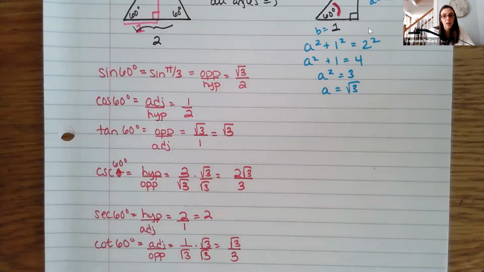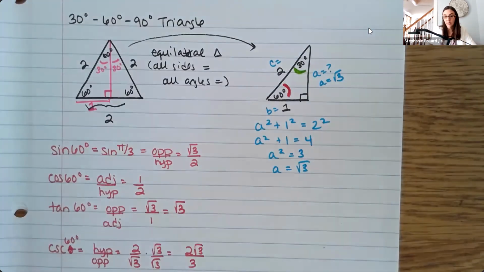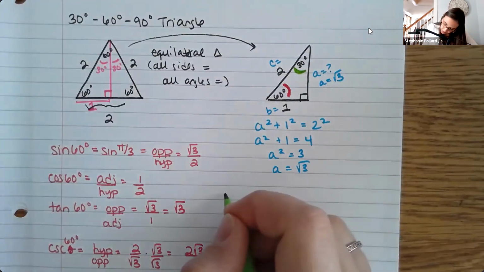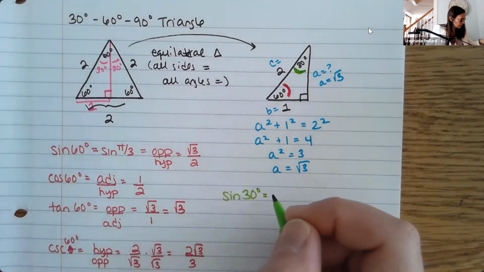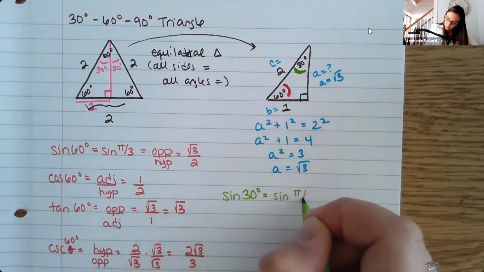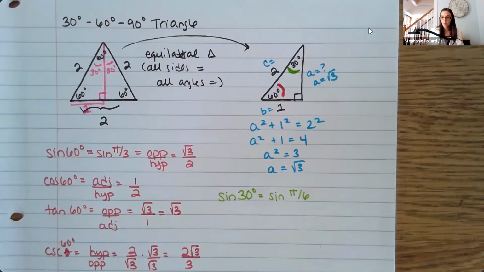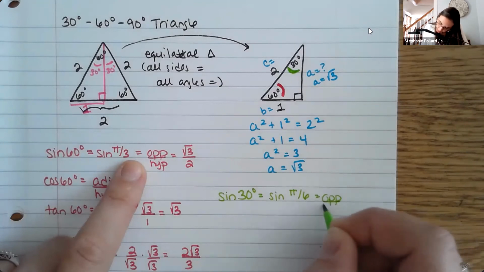Now let's also do the 30. So I'm gonna be a little bit careful here because my 30 angle is this one. So my opposite and my adjacents will be different. So I'm doing sine of 30 degrees, which is pi over 6. And again, I won't write it in both ways each time. You get the idea. And again, we're doing opposite over hypotenuse.